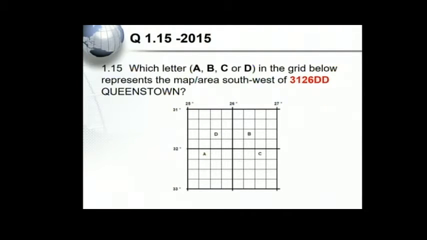3126 DD Queenstown. All right. So 3131, that would be the latitude, 26 would be the longitude, and DD would be the block. Now, let's see, where is it located? Right, the first thing, here we've got 31 degrees south, that way. So in other words, that line, it must be somewhere down here. 26, where's that? This is this one here.